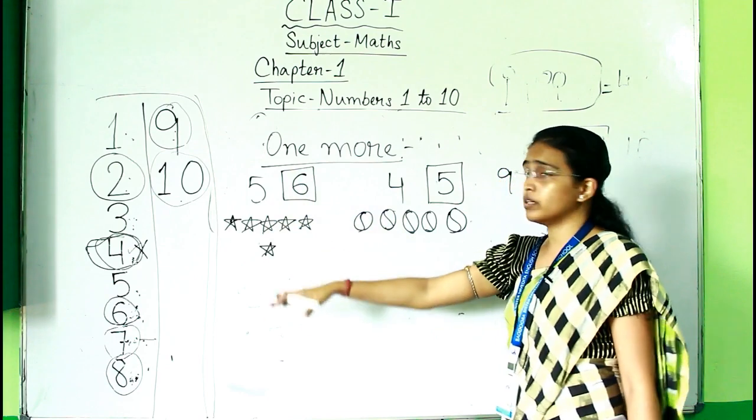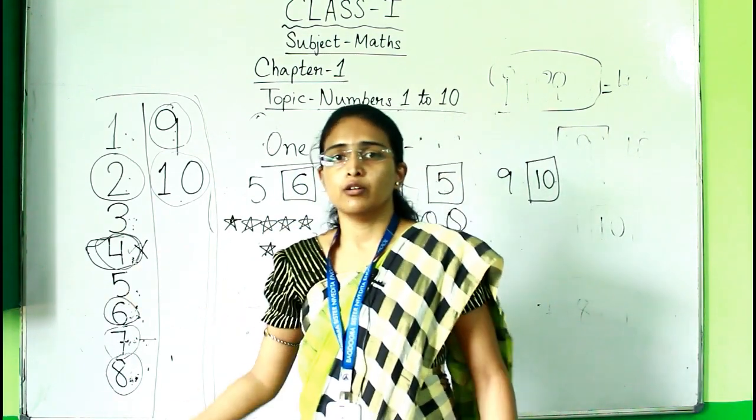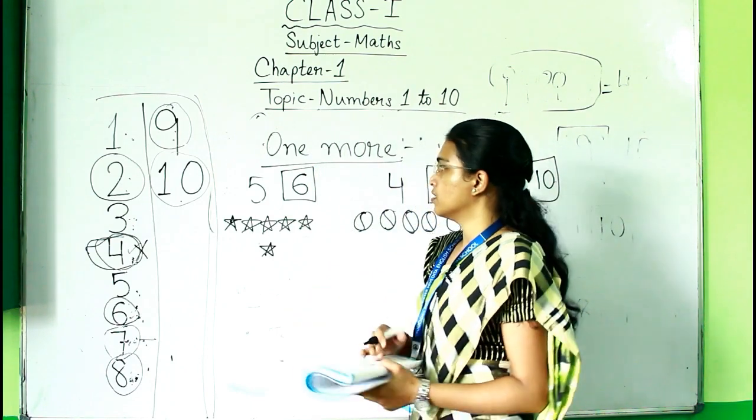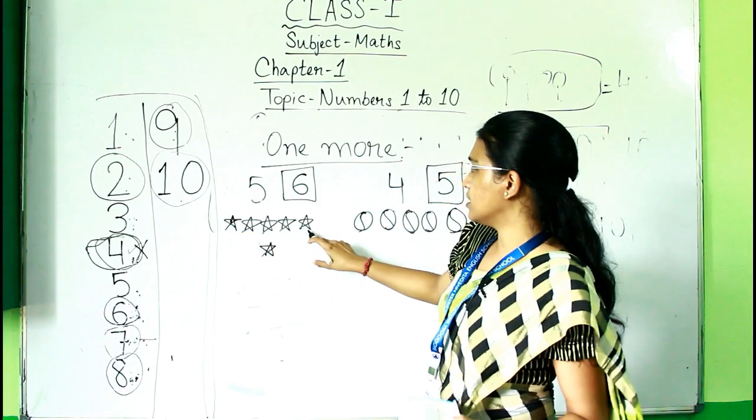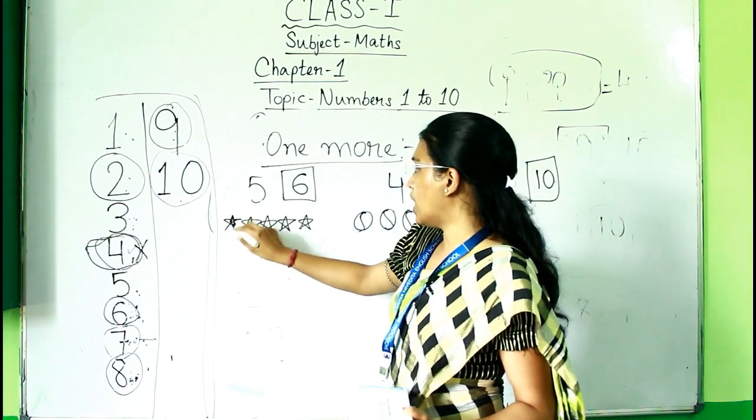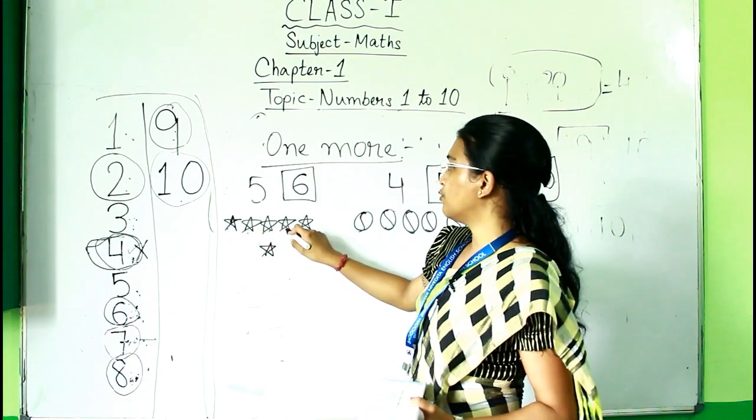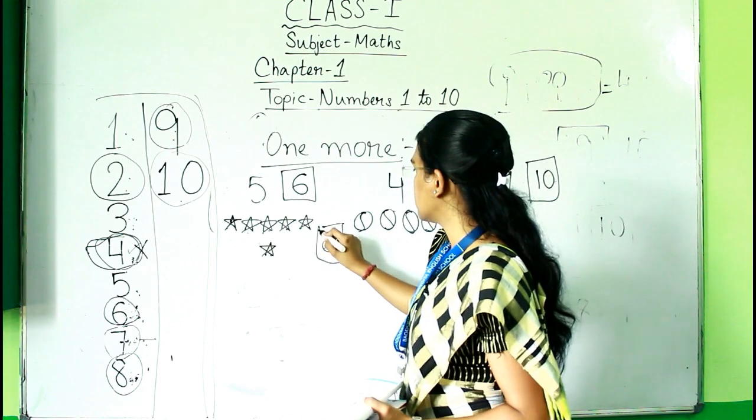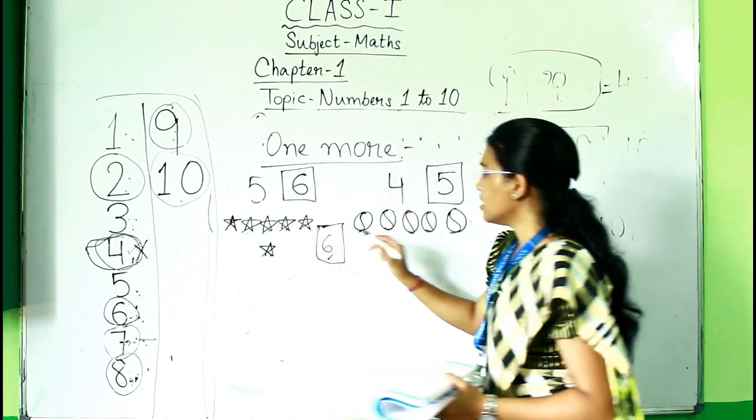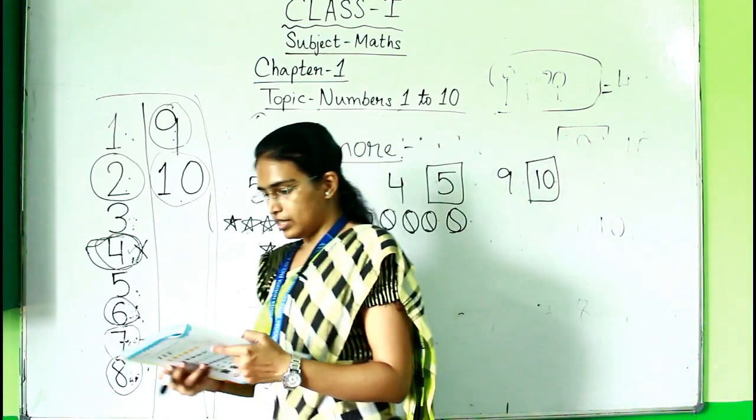Then we learned about counting numbers. We know the numbers, then we learned their names, then we learned about counting. Suppose I have, what is this? These are stars. Now you have to count and tick the correct number. 1, 2, 3, 4, 5, 6. So we found how many stars there are? There are 6 stars.